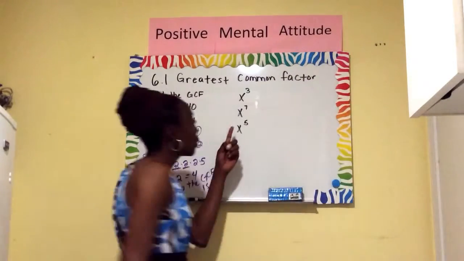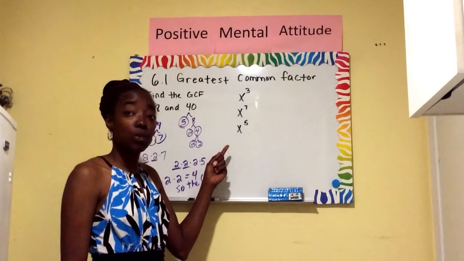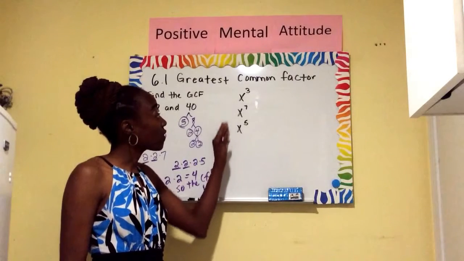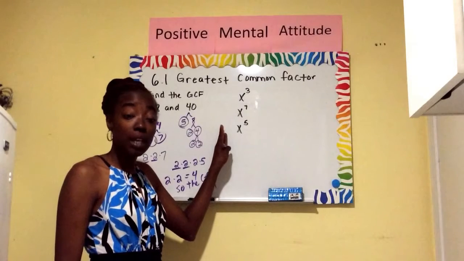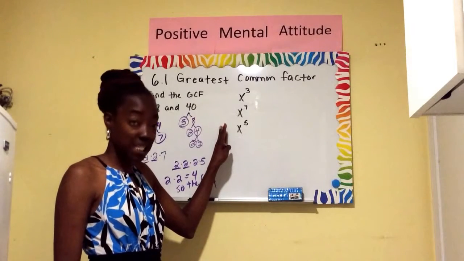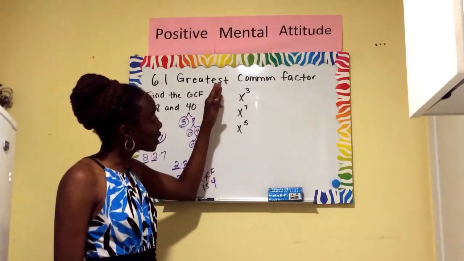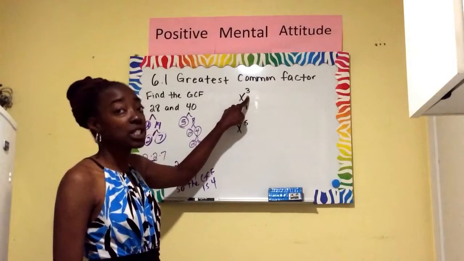Now, what do you do when you have variables, when they ask you to find the GCF, or the greatest common factor, with variables? The rule says anytime you have variables, the GCF between variables is the common or the smallest exponent. So just looking at this, knowing the rule, if it is the smallest exponent, I will assume that x to the third will be my GCF.